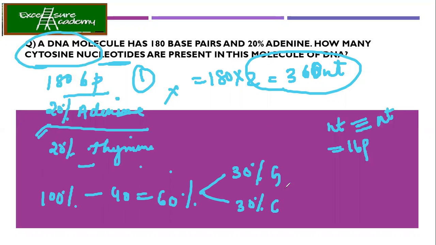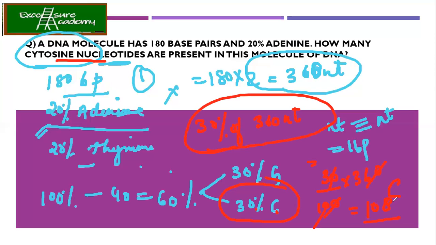Now I'll just focus on this. So 30% C, it means what? The question is about cytosine nucleotides. So what I'm going to do is 30% of 360 nucleotides. So this is my answer. How much am I going to get? 30 divided by 100 into 360. So cancel, how much am I getting? 108. So 108 cytosine molecules are present.